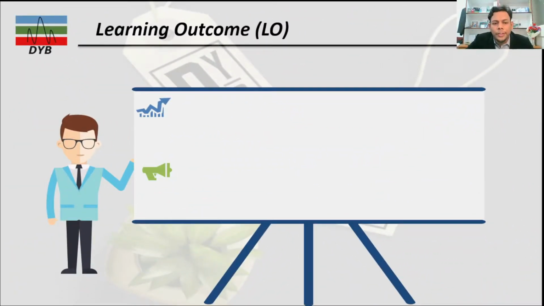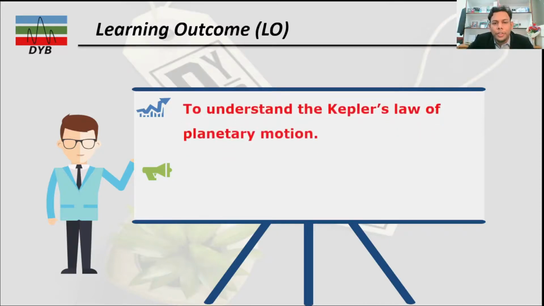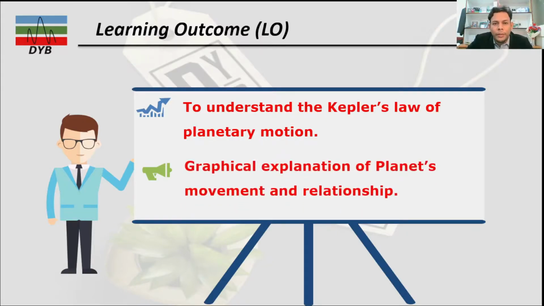Before starting the lecture, there are some learning outcomes, or objectives, for this part of the lecture. The first objective is to understand Kepler's laws of planetary motion, how the planets move with a constant relationship between the sun and the planets. The second objective is to explain, through graphical examples of the planets' movement and their relationship, how they move around the sun.